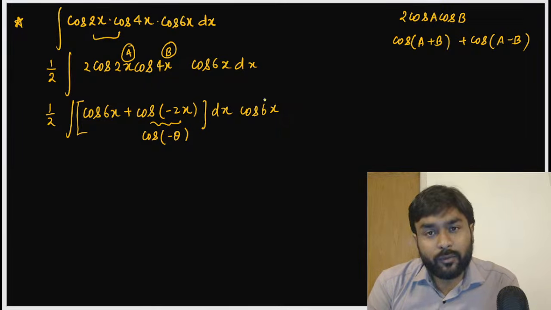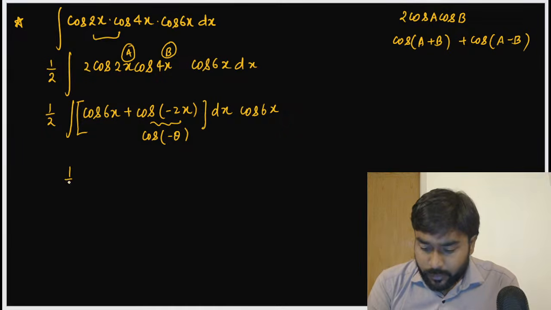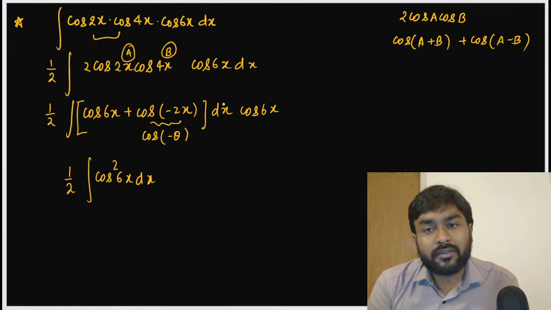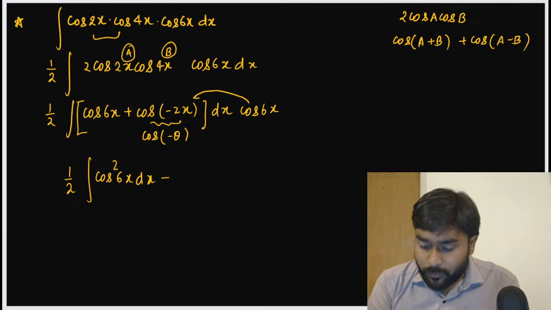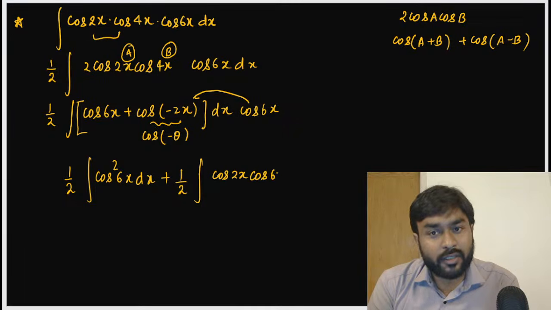After this, what will we do? Again, we will multiply this cos 6x here. So it will become 1 by 2 cos square 6x dx. And the second term will be, this we will multiply here, so 1 by 2 cos 2x into cos 6x dx. This you can write.